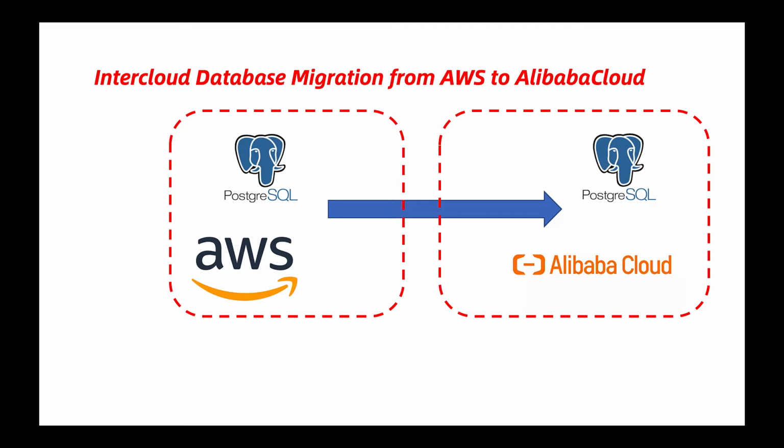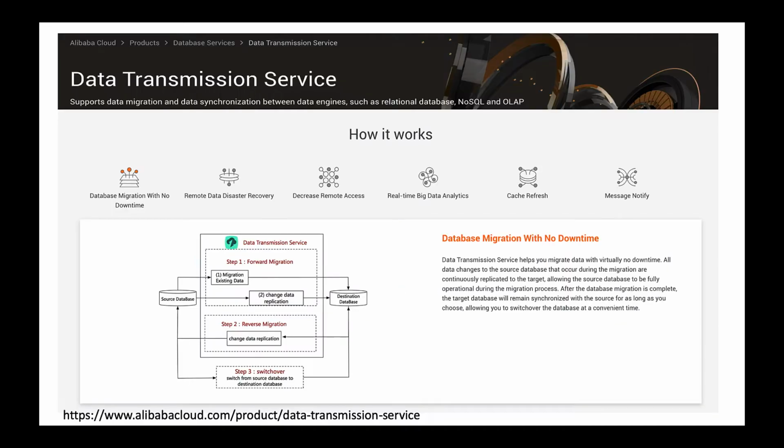So instead of using the DMS from AWS, we're using this Data Transmission Service, DTS for short, that is built by Alibaba Cloud. The DTS is a very similar tool that supports data migration and synchronization between different data engines, particularly for relational databases. Today, we'll talk about how to do that for PostgreSQL. This is also one of the tools that you can specially leverage for database migration.